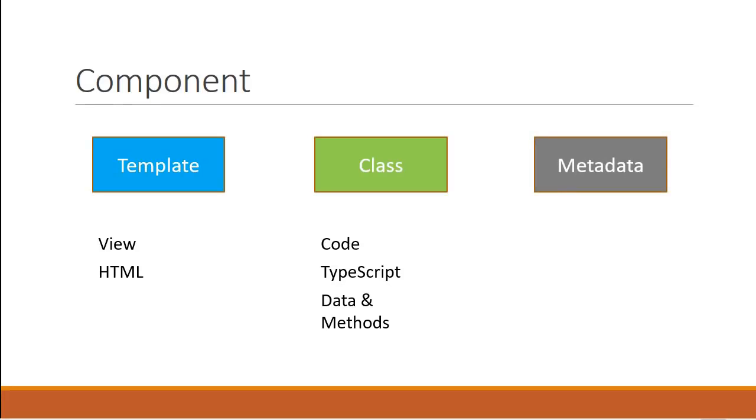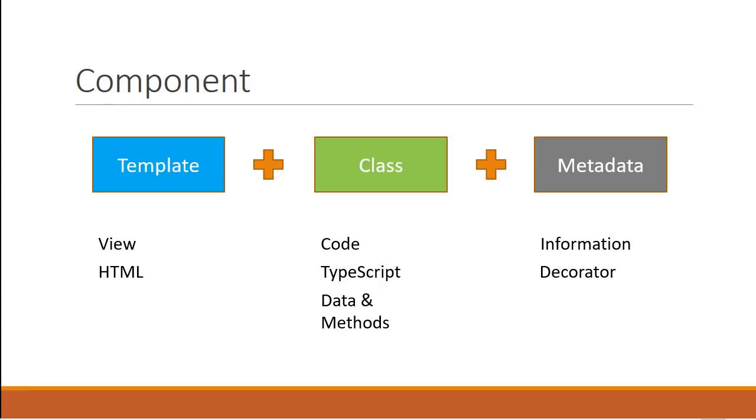Finally, a component also has some metadata attached to it. And this is the information that Angular needs to decide if the particular class is in fact an Angular component or just a regular class. The metadata is defined using a decorator, which is a feature in TypeScript. A decorator is just a function that provides information about the class attached to it. And for a component, we use the component decorator. So if we put together a template, a class, and some metadata, we get an Angular component.